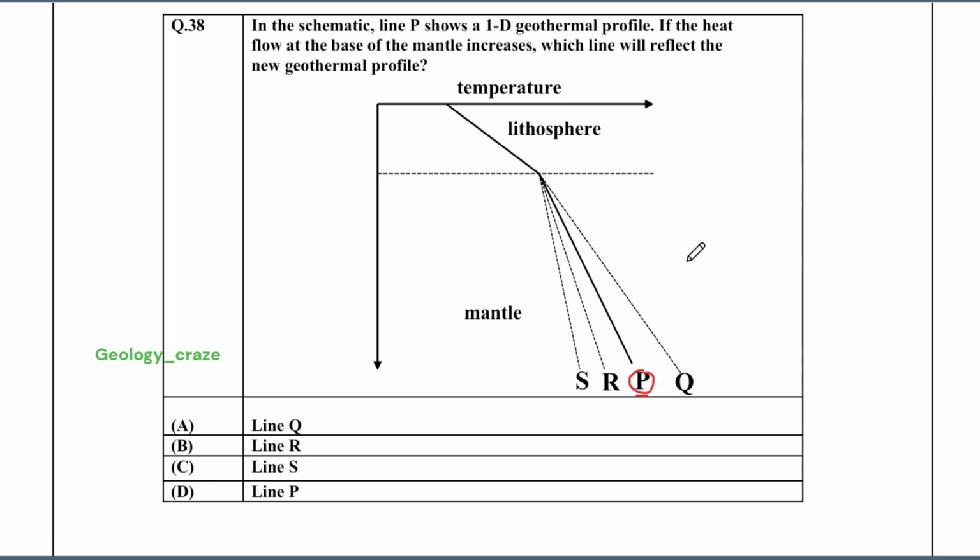If the heat flow at the base of the mantle increases, this is our mantle. Suppose this is our core part. So heat flow is increased, we increase heat here. If we come from here to here, our heat will get decreased. Suppose it is like this: here we are getting heat, here we are getting depth.